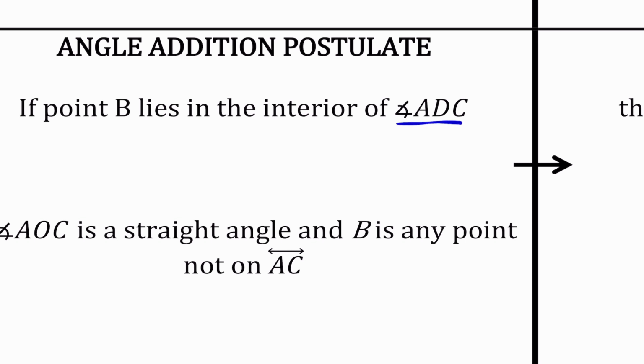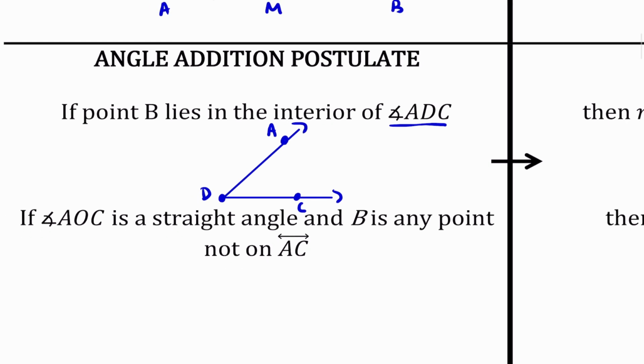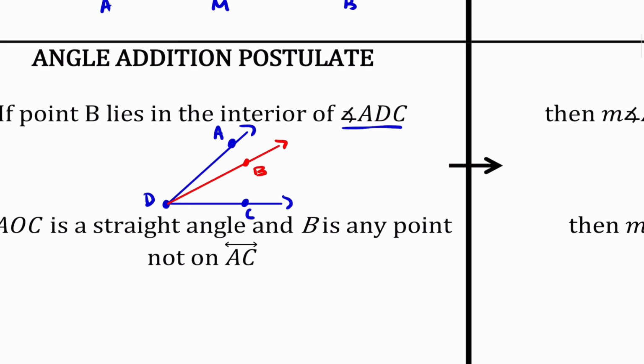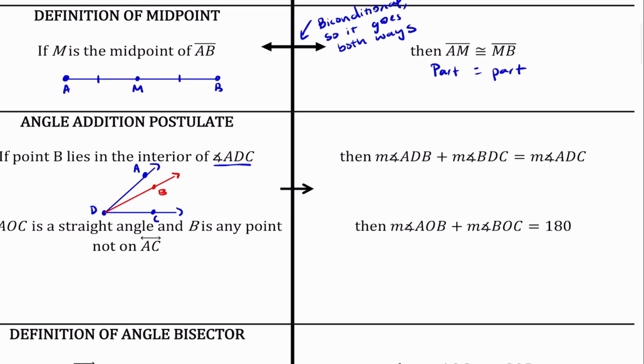So if we're talking about angle ADC, it should look something like this. So here's A, and then D is the vertex, and then here's C. And if you have point B, which lies in the inside of angle ADC, it should look like this. Here's point B. So that means that this is my whole angle, right? Angle ADC. So if you have a part of that angle plus another part of that angle, then you're going to get the whole thing there. So it's like the segment addition postulate, which is really part plus part is equal to a whole.